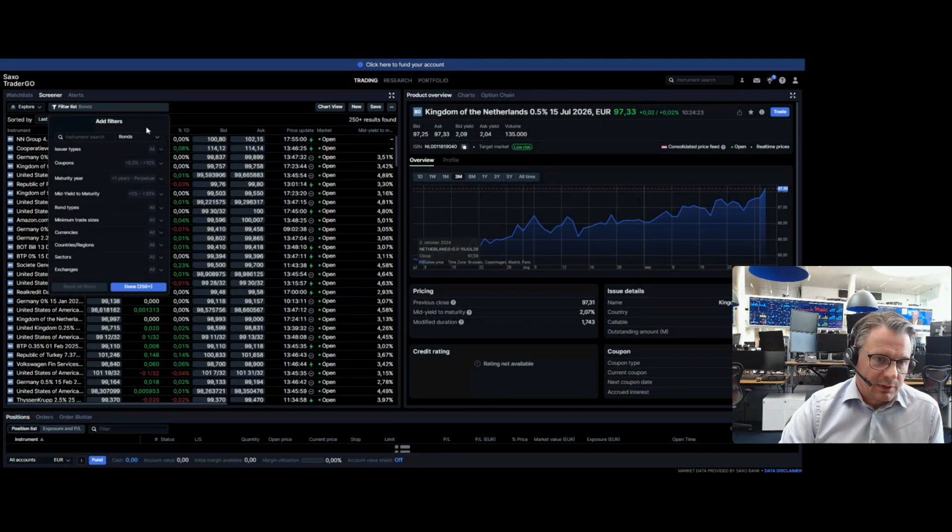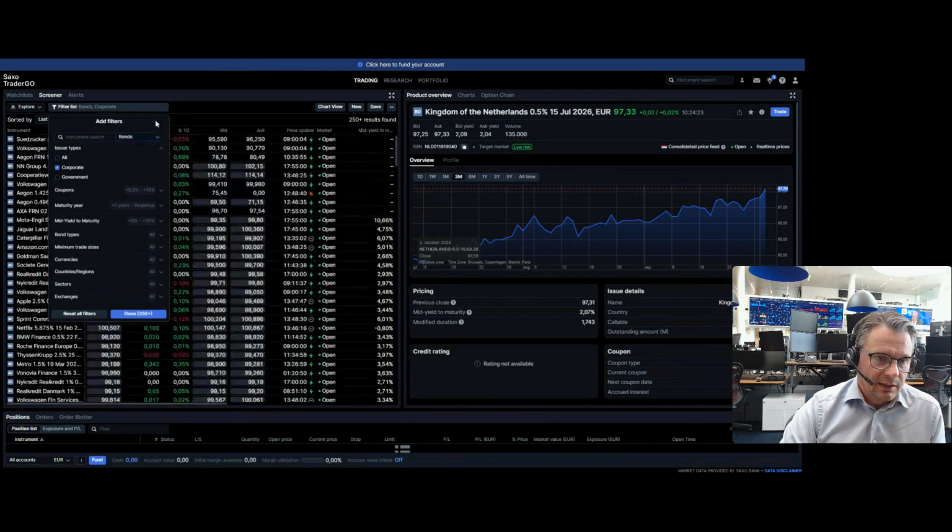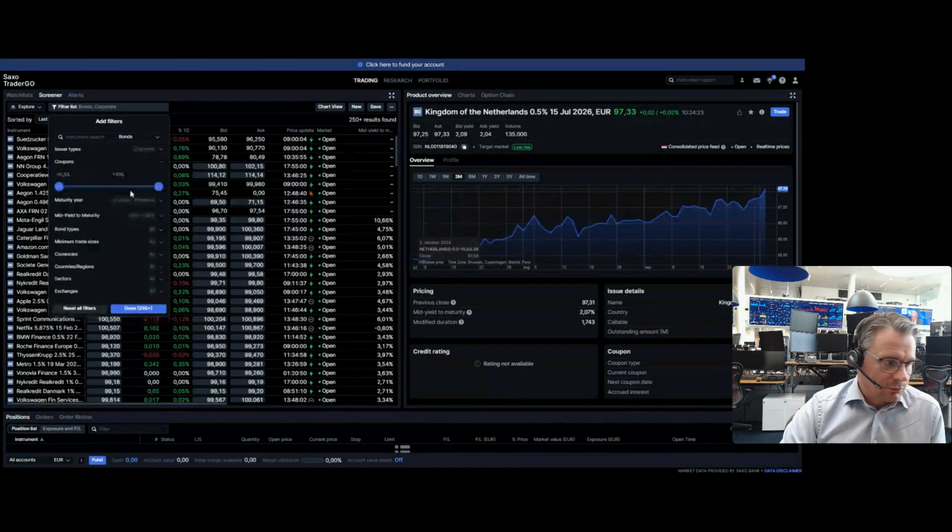So just as for any other instrument here, you can use the filtering method in the screener. In this case, it's already pre-selected to bonds. And when you select bonds in the screener, it'll give you different kinds of variables that you can filter on. So you can filter on the issuer type. Let's say I want to now explore corporate bonds only, and then it'll filter away all the government bonds.